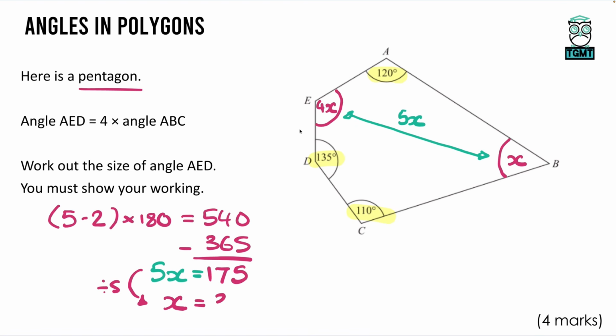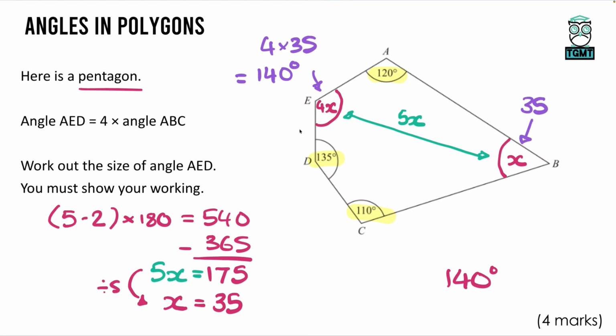And I can now substitute that into those angles, meaning this angle here is 35 degrees, and this angle here is 4 times 35, which we can again do on the calculator, and that comes out as 140 degrees. So for this one here, AED is 140 degrees, and we've shown all of our working there. And that is angles in polygons, and that was a particular type of polygon, which was an irregular polygon.